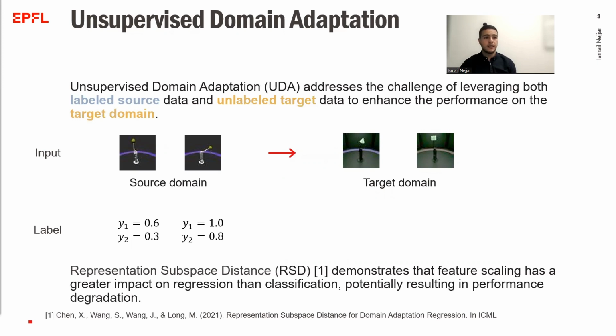Building upon the insight from representation subspace distance, RSD, an important observation was made. While classification performance is relatively robust to feature scaling, regression performance is more susceptible to degradation, which can occur during the adaptation. Hence, RSD proposed to align the subspace of eigenvectors obtained from the SVD decomposition of the features without altering the scale.